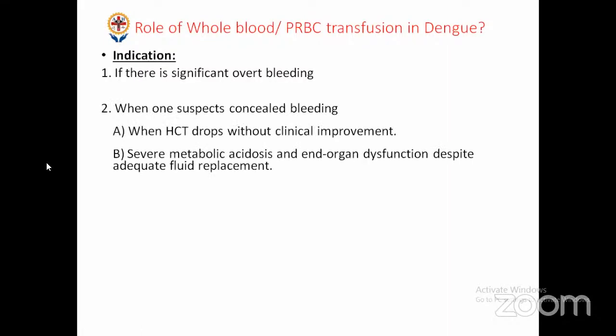What is the indication of bleeding? If you have significant overt bleeding, definitely you have to give blood transfusion. Also, when you suspect concealed bleeding, how to suspect? There's a drop in HCT without any clinical improvement. This is the most important scenario we're going to face. If you don't have any other investigation, like ABGs, just follow this. If there's no clinical improvement and PCV is falling, suspect bleeding and give the transfusion.